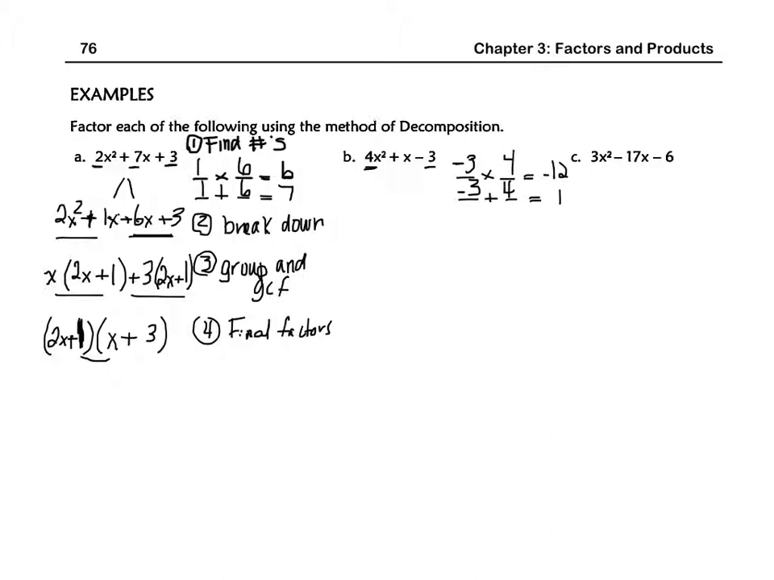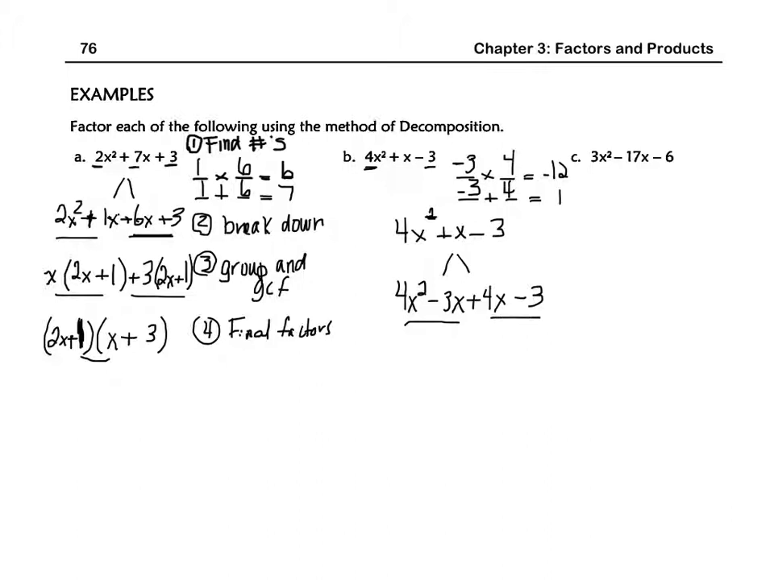So you found the numbers. Now I'm just going to rewrite it down here so I got a little bit more space. That's so squished. So 4x squared plus x minus 3. So we found the numbers. Now we're going to break down the trinomial with those two numbers. So we got 4x squared minus 3x plus 4x. And then we still got the minus 3. So all we've done is we've rewritten the middle term. So find the numbers, break it down, group and GCF is the next step.